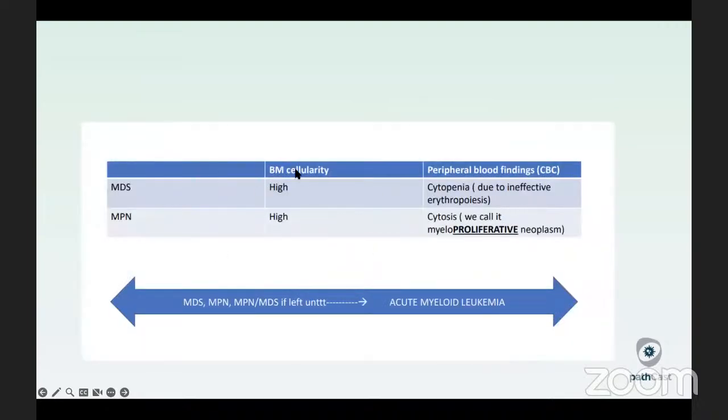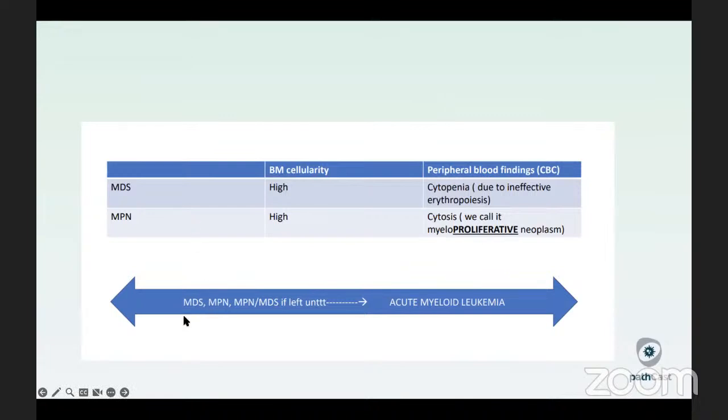And this is just a little table to show the differences between MDS and MPN. Both can look hypercellular under the microscope, but the peripheral blood findings are totally the opposite. In MDS, because there is ineffective erythropoiesis, granulopoiesis or thrombocytopoiesis, the patient presents with cytopenia. Usually in myeloproliferative neoplasm, there is marked proliferation of cells in the bone marrow, and all these cells can be extruded into the peripheral blood, so the patient usually presents with cytosis.